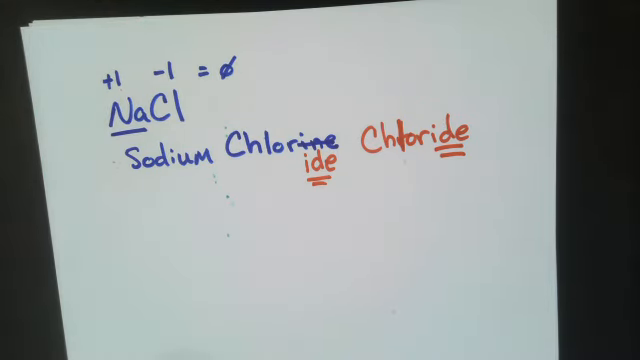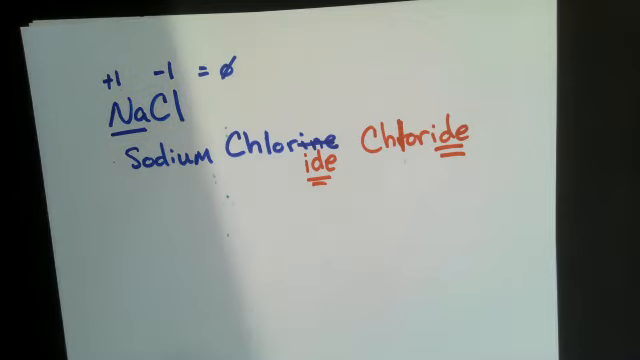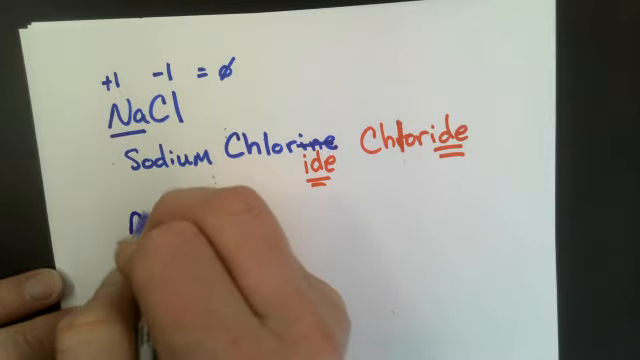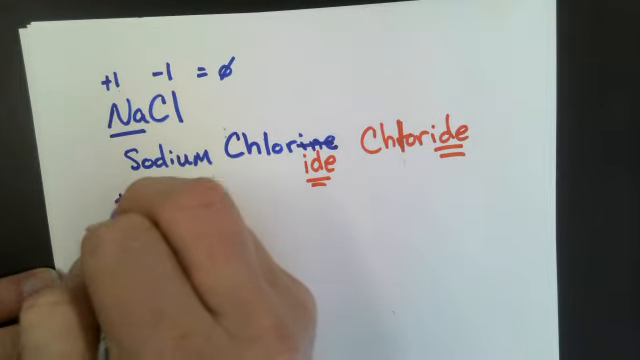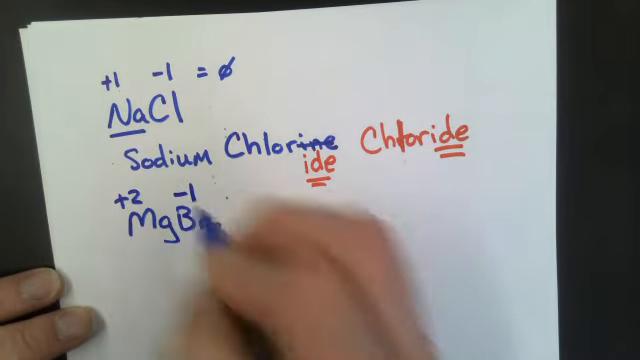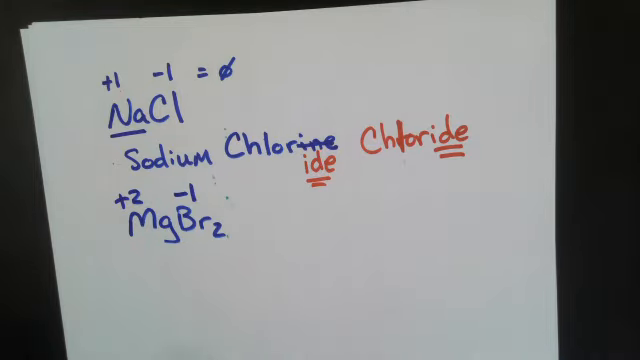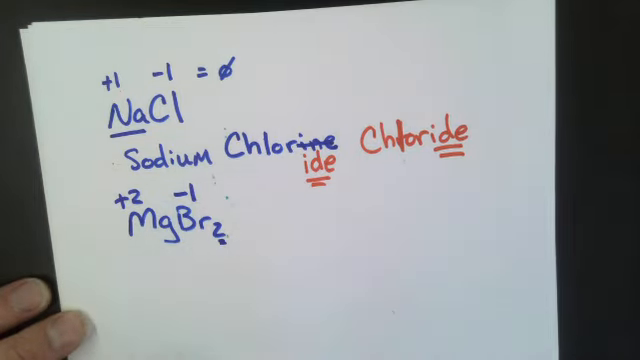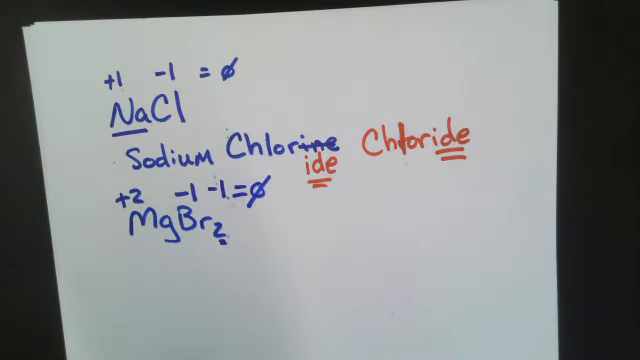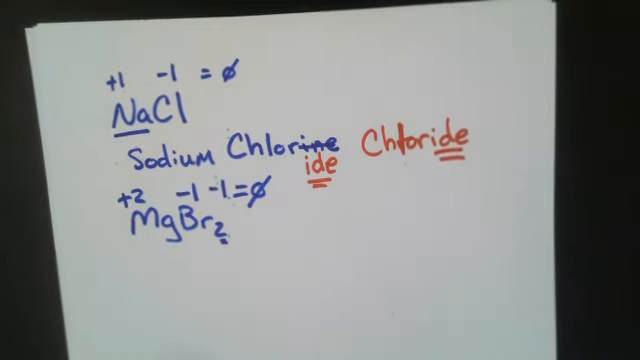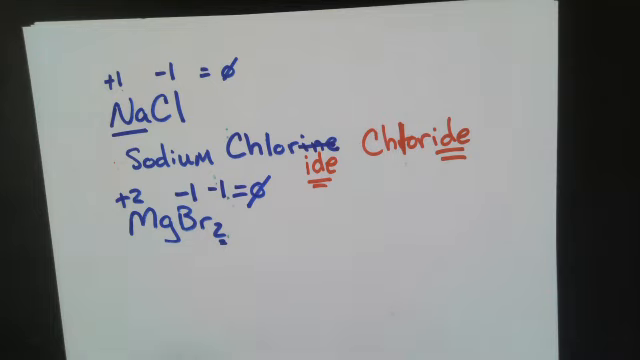If we wanted to take a look at our second example, it was magnesium and bromine. And remember, it was MgBr2. That's because magnesium had a positive 2 charge. Bromine only has a negative 1 charge, but we have 2 of those bromines, so it's really like having 2 negative charges. And again, the net answer is 0: 2 minus 1 minus 1 equals 0. So MgBr2 is what fits together for magnesium and bromine.